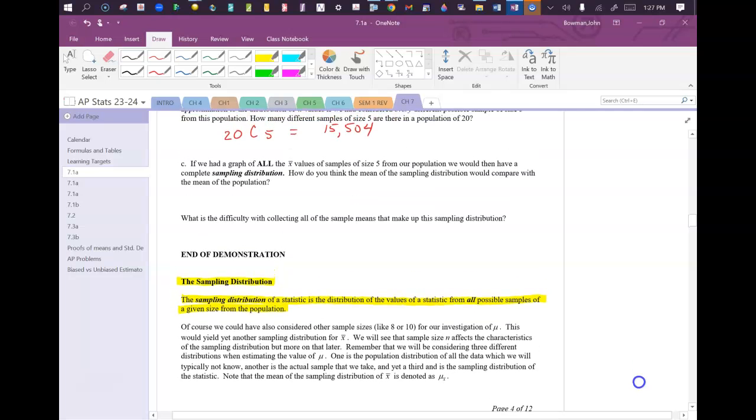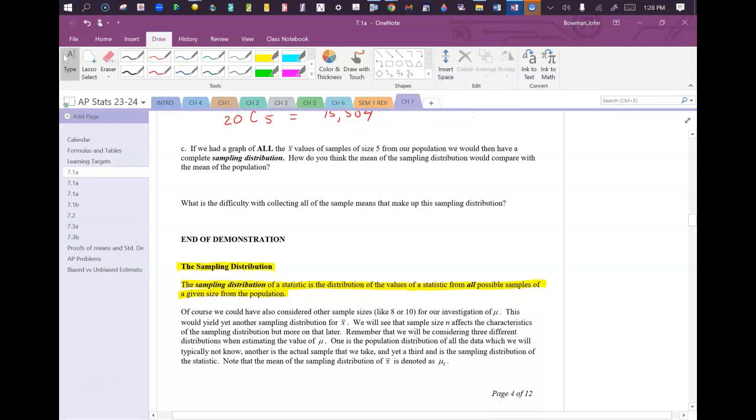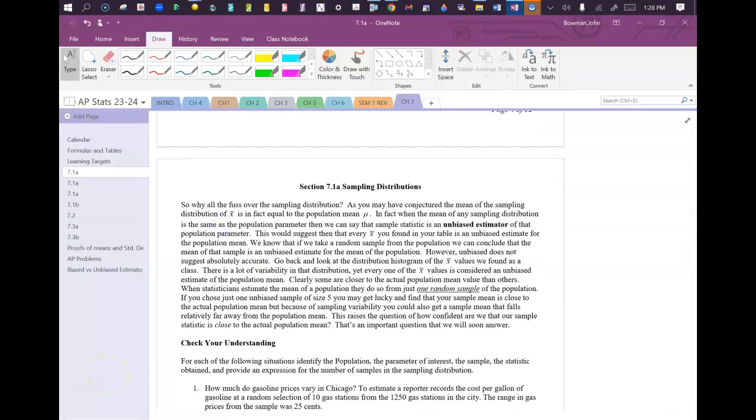But there are other sampling distributions for that population. We could take all possible samples of size 6 or 8 or 12 and so on and so forth. It's more about understanding the properties of that sampling distribution that we're interested in. So, let's talk about those properties.